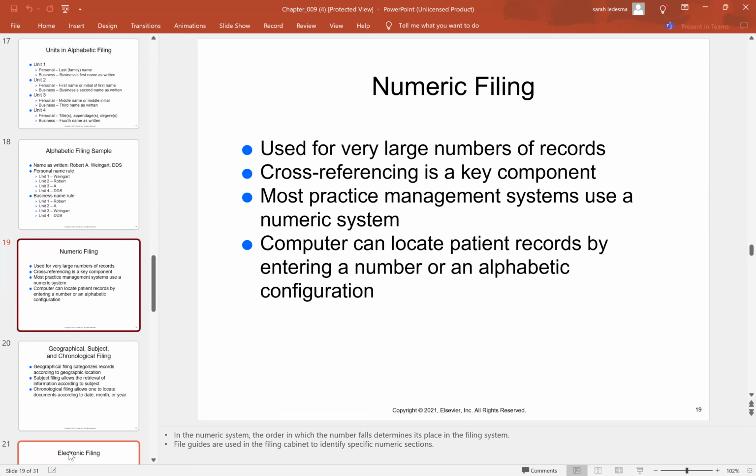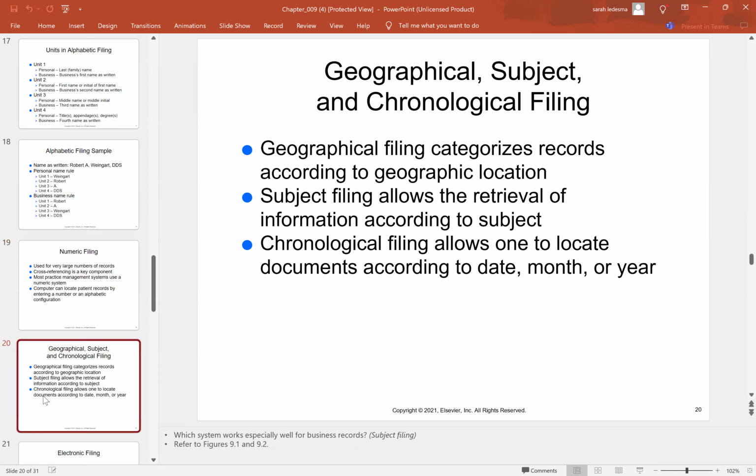Numeric filing is used for a very large number of records. Cross-referencing is a key component. Most practice management systems use a numeric system. Computer can locate patient records by entering a number or an alphabetical configuration. With geographical, subject, and chronologic filing, geographical categorizes records according to the geographic location. Subject filing allows the retrieval of information according to the subject, and chronological filing allows one to locate documents according to date, month, or year.